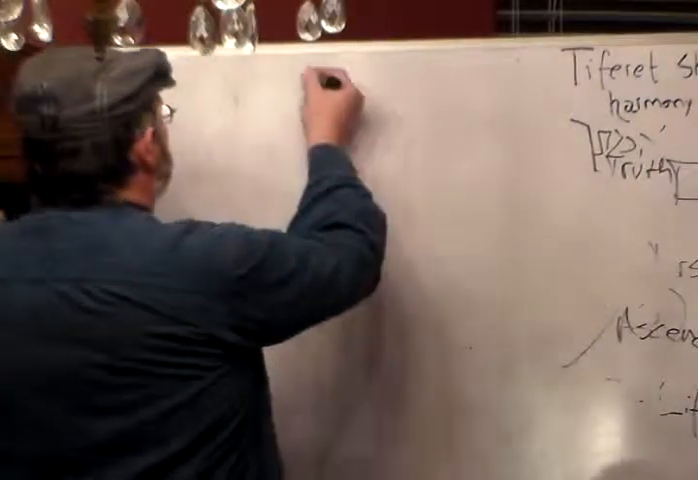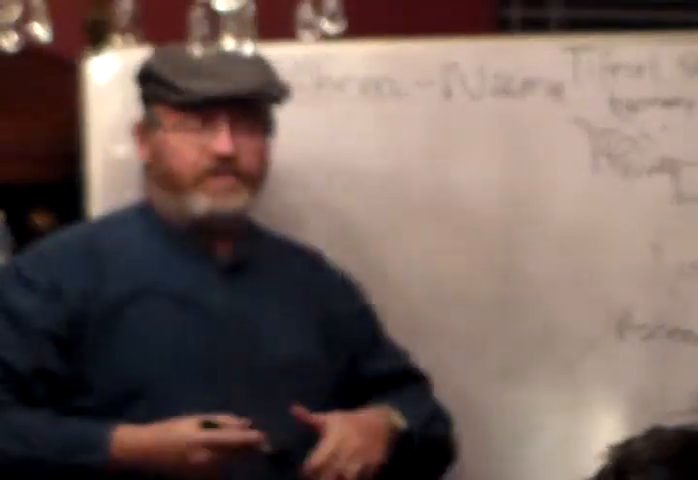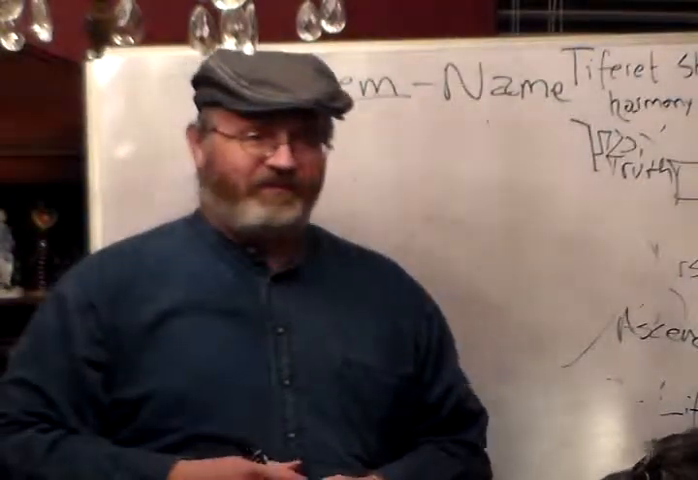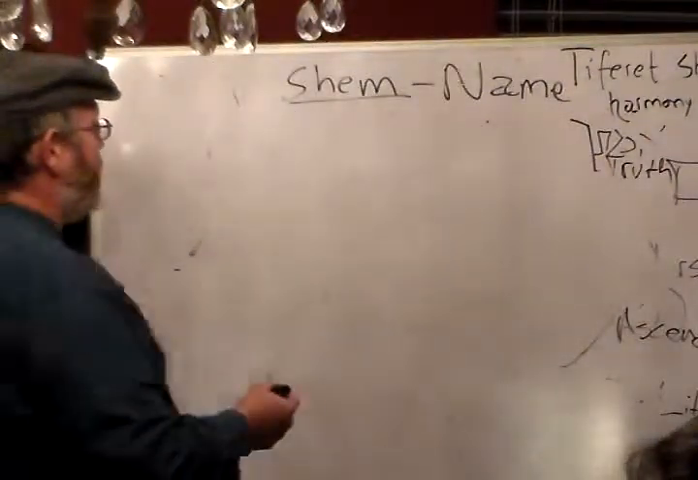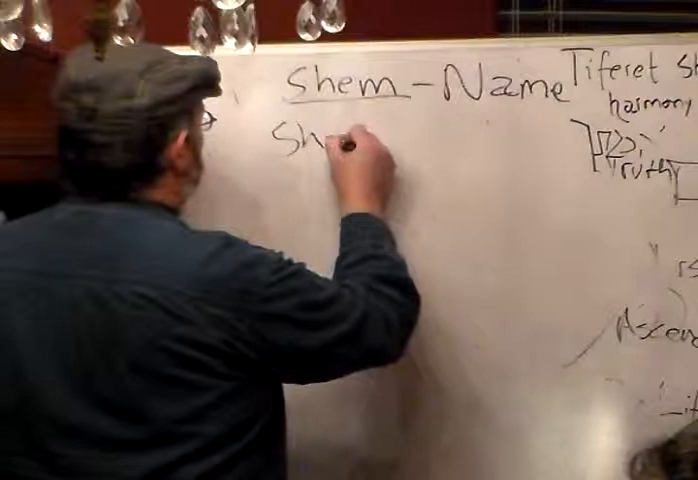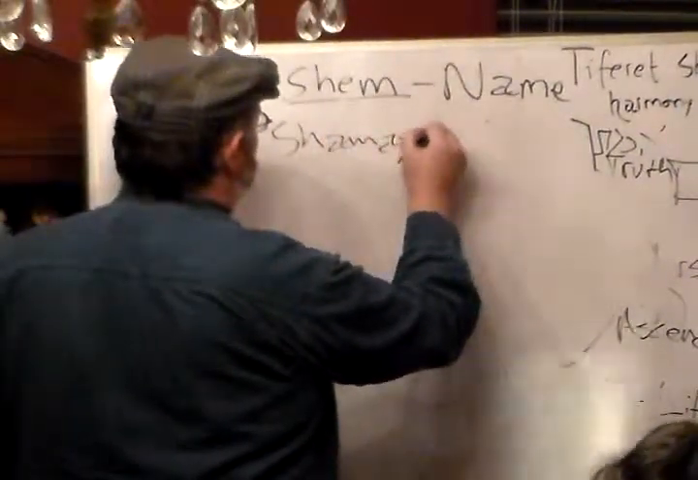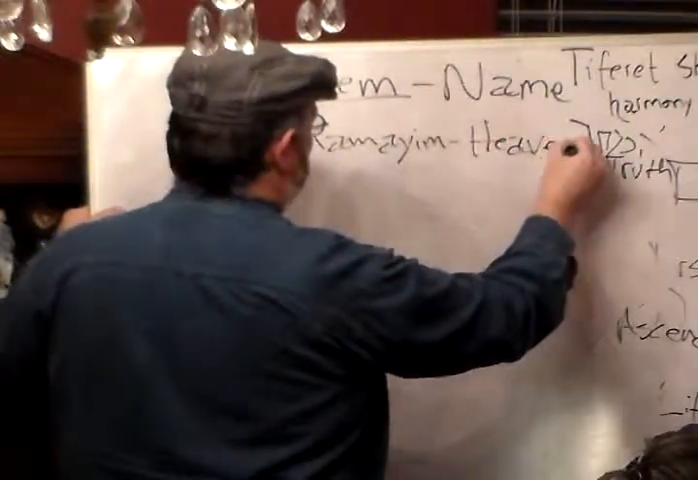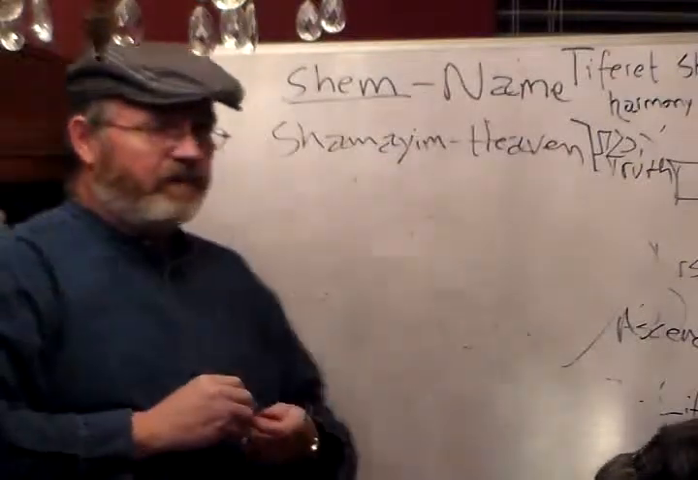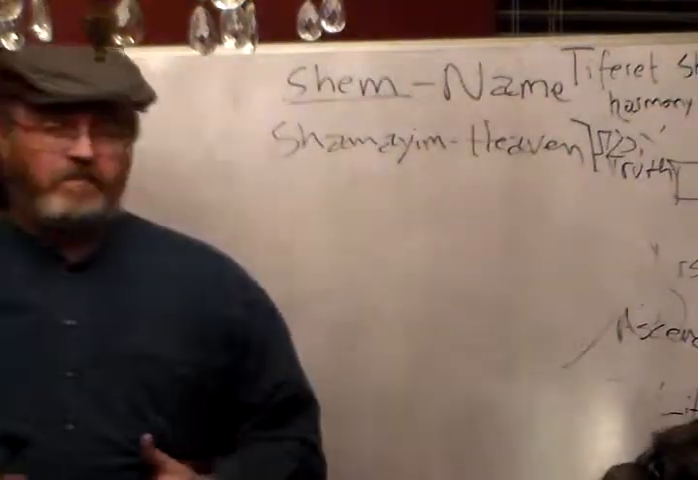We have Shem. Shem means name. Okay? Shem means name. I'm going to call my kid's name Name. Hey Name. Yeah. Hey Name. The root of Shem is Shamayim, which means heaven. Okay? Shem. Name, heaven.